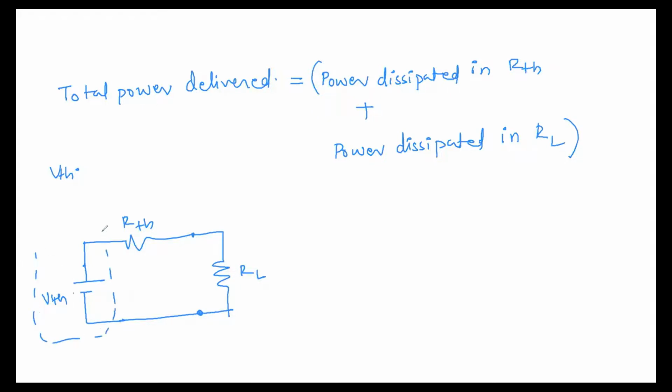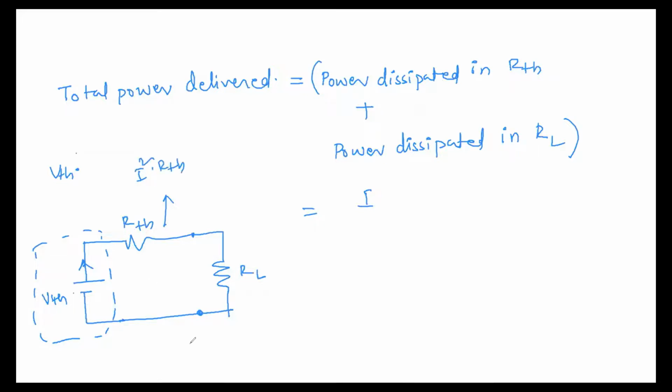You can either go from the voltage source. If you know the voltage source and find the current, then you will get the total power delivered. Or you can find the power dissipated in RTH and the power dissipated in RL, in case of the maximum power transfer theorem, when maximum power is being transferred to RL. Now, how to find the power dissipated in RTH? The same current flows, so the power in RTH will be I square into RTH.